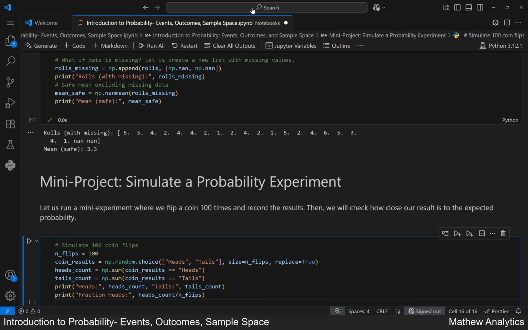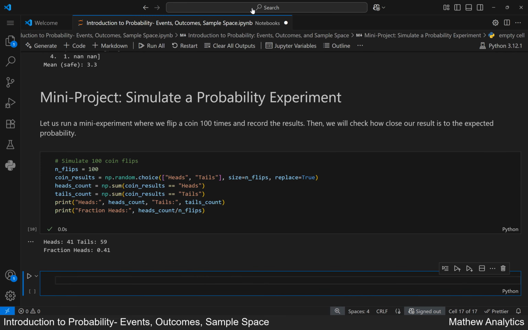Running the cell now. Try changing n_flips to 500 or 1000. How close does the result get to 1/2 as the number of flips grows?